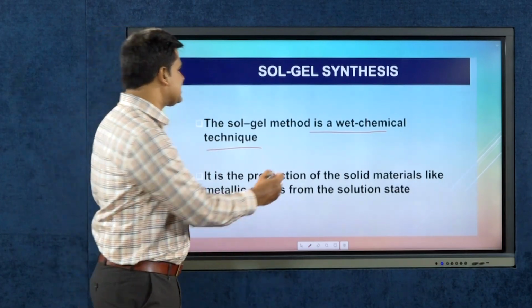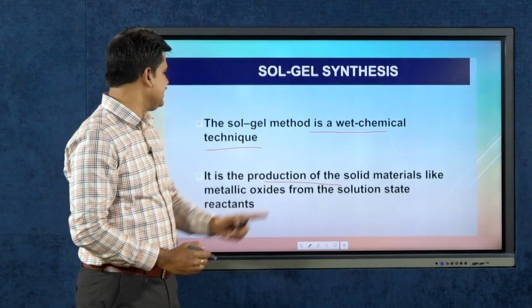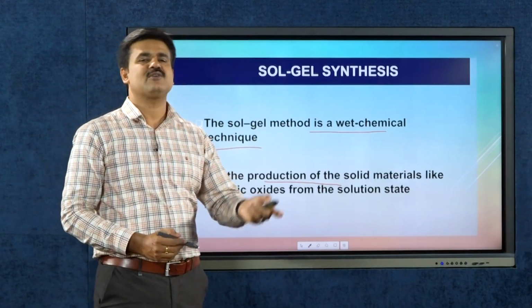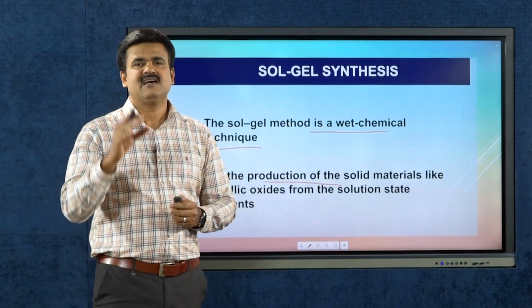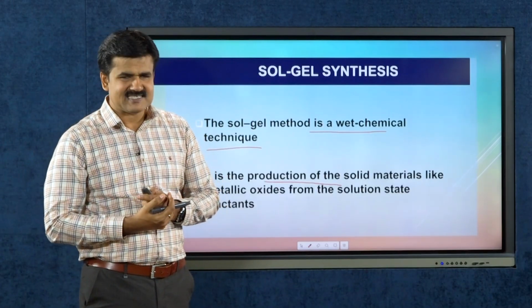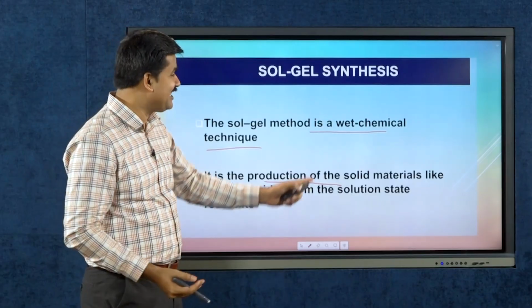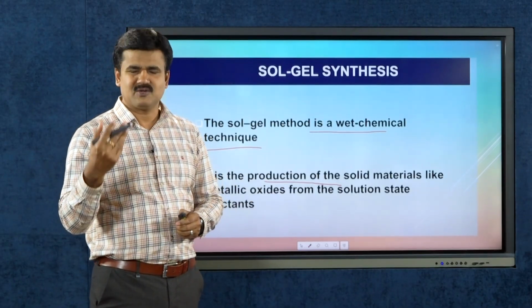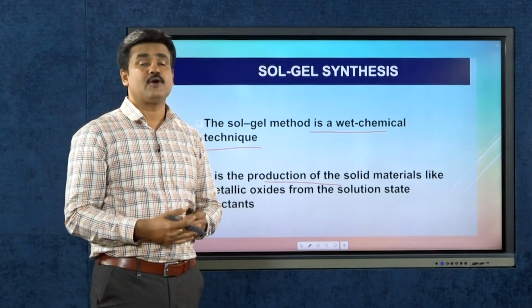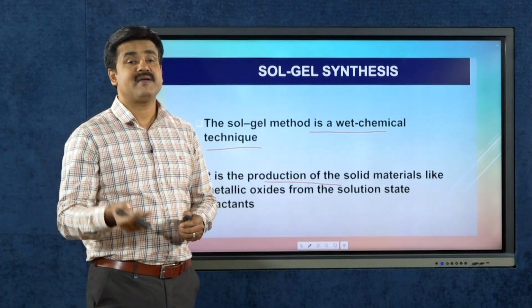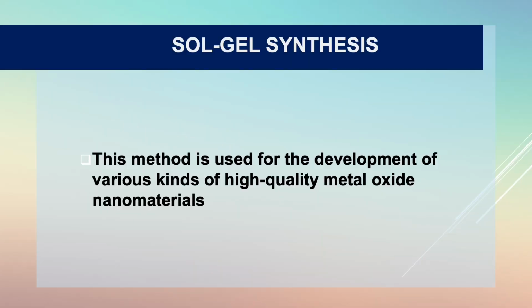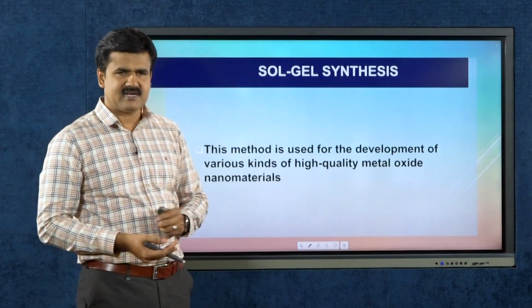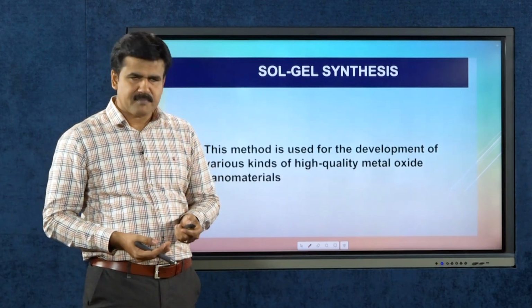This sol-gel method is the production of solid materials like metallic oxides, and non-metallic oxides like silica, from solution-state reactants. That is, reactants are present in the solution state and the nanoparticles are obtained in the solid state. So, metal oxide nanoparticles and non-metal oxide nanoparticles like silica can be prepared by this sol-gel synthesis. This method is used for the development of various kinds of high quality metal oxide nanoparticles. Even non-metals can also be prepared.